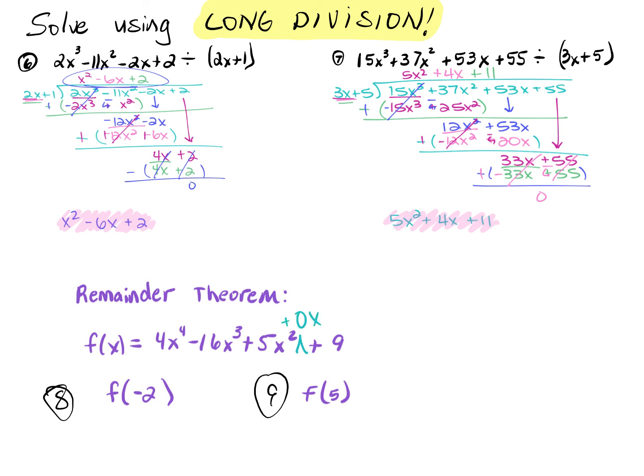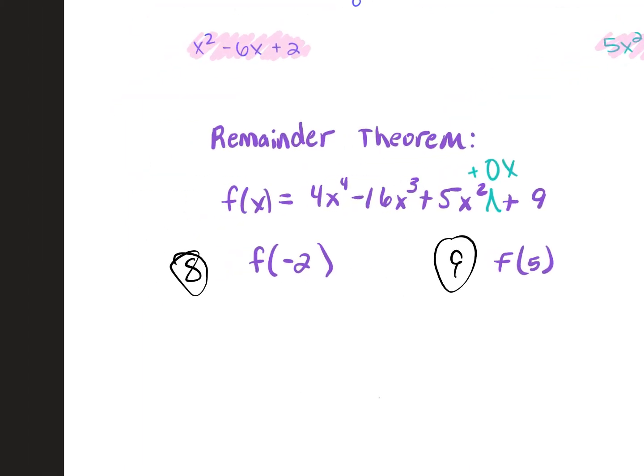From there, you are going to use the number that you have in the parentheses. For number 8, you have a negative 2. That's going to go in your box. The numbers to the right of that are going to be the coefficients and the constants, including that 0x, from the formula that's given to you. So you're going to have 4, negative 16, 5, 0, and 9. Drop down the first term. Multiply it with the number in the box. 4 times negative 2 is negative 8.